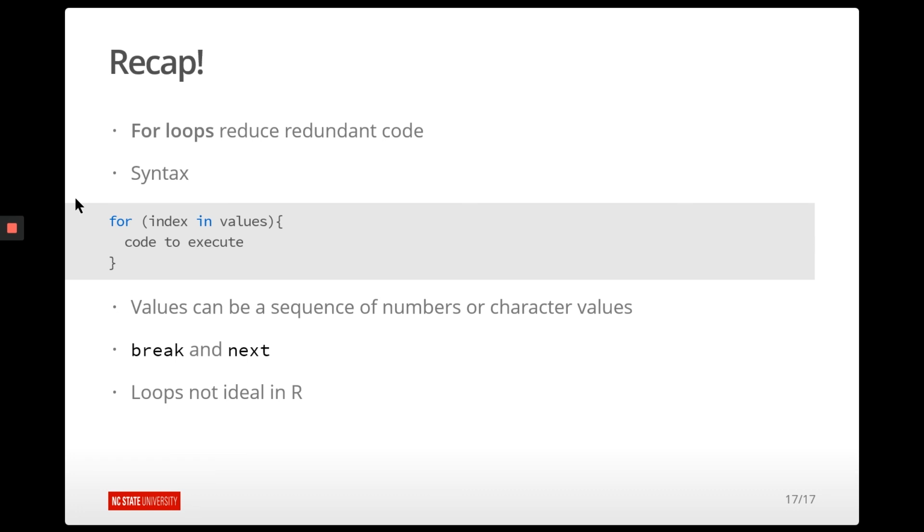They're one way to make your code more efficient, but one issue with loops in R is that they are not ideal. They are slower than other methods, and so we're going to talk about the idea of what's called a vectorized function in the next video, and those will be faster. And so if possible, if you can utilize one of those, they are better than loops.